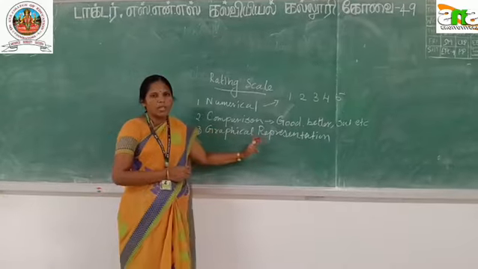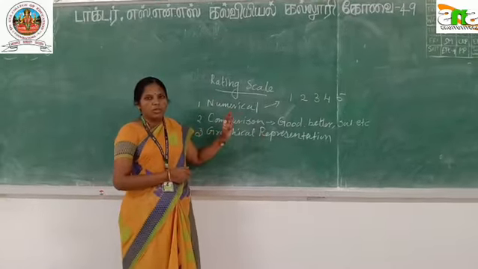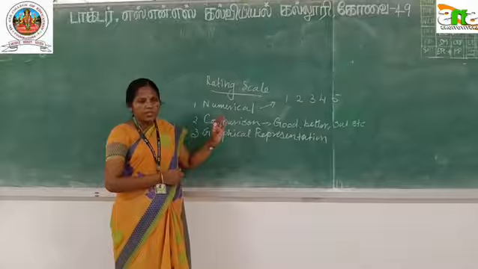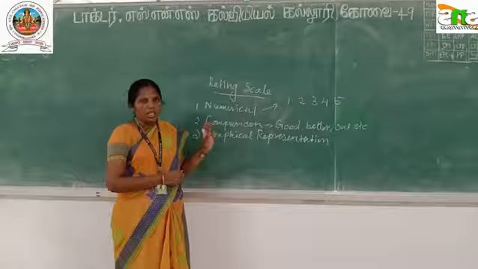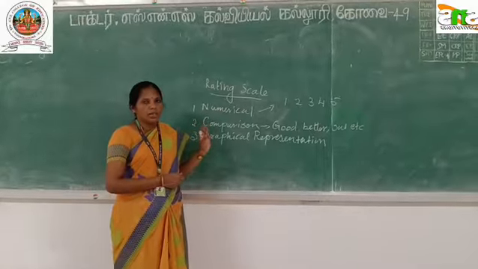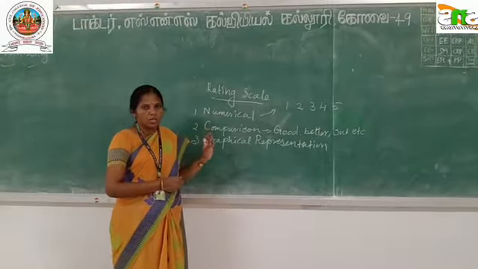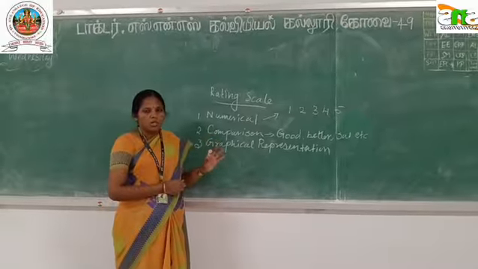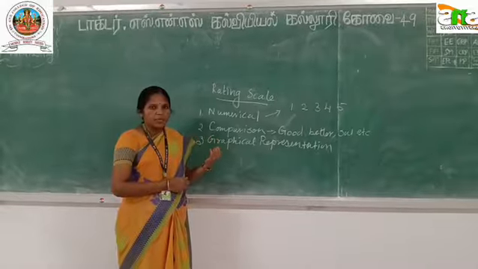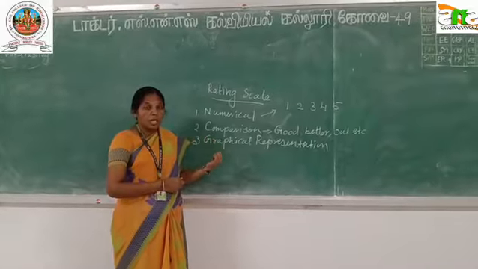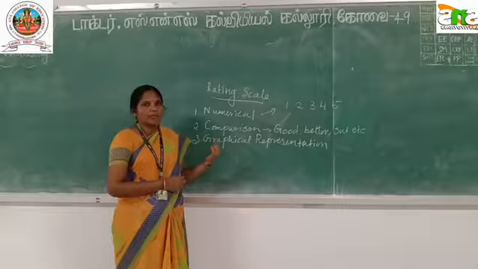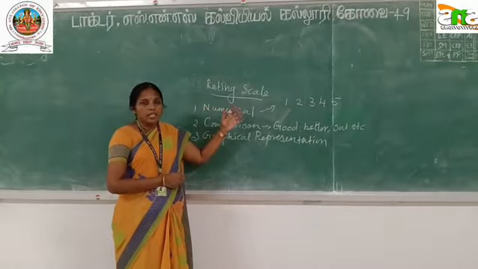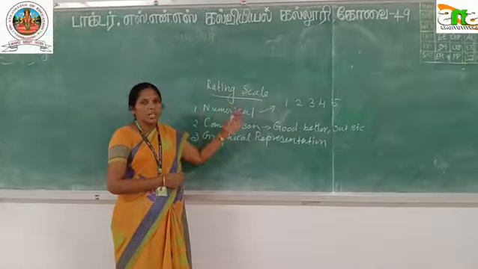Here it is a graphical representation, as we all know how a graph goes, whether in ascending order or descending order. You have different types of graphical representations also: bar diagram, histogram, even pie chart. Through the different types of graphical representations, you can rate the scale or rate the children also.